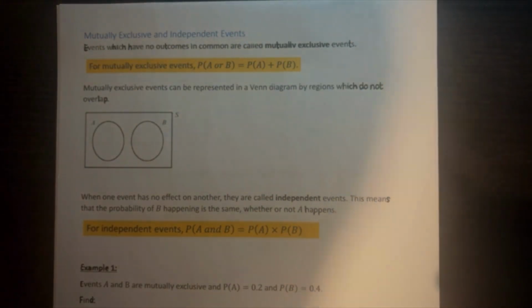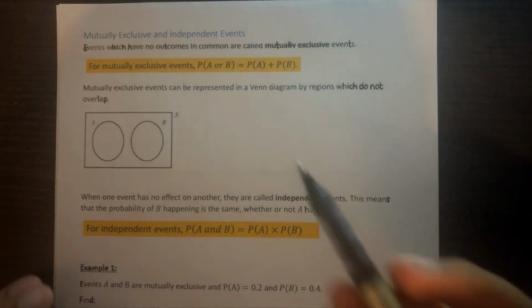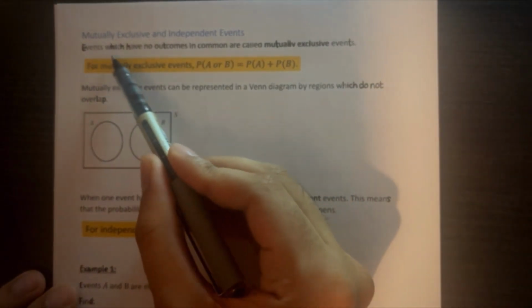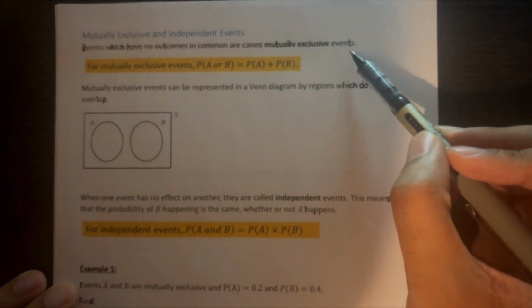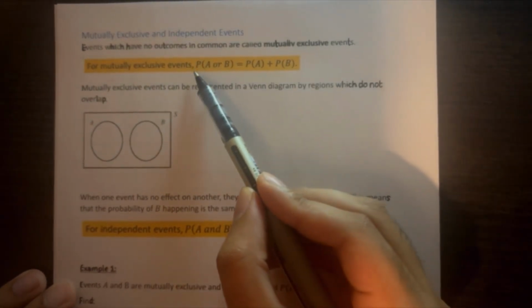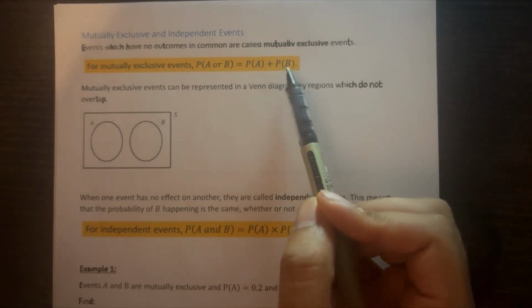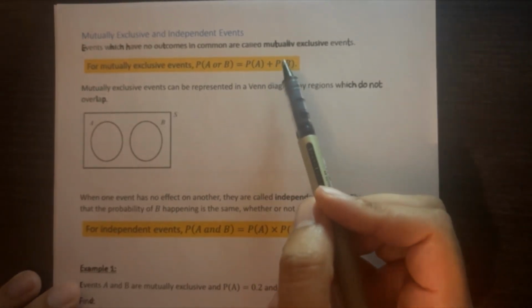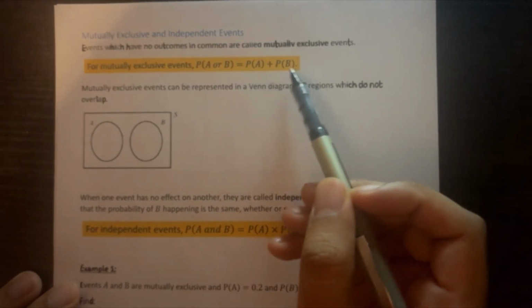In our next video, we're going to look at mutually exclusive and independent events. Events which have no outcomes in common are called mutually exclusive events. For mutually exclusive events, the probability of A or B is equal to the probability of A plus the probability of B. In other words, we're talking about pairs of events which can't happen at the same time.